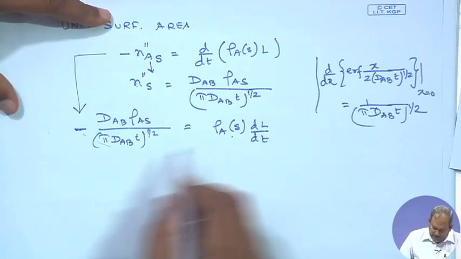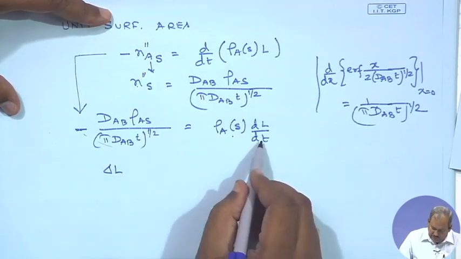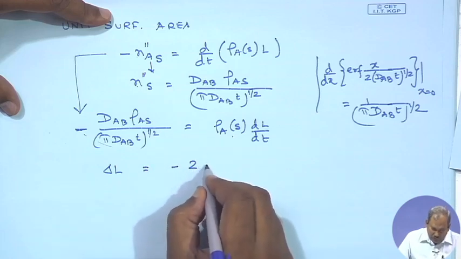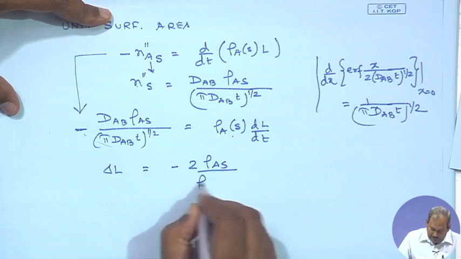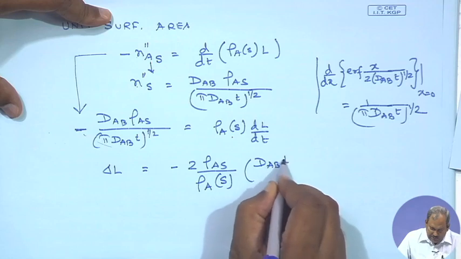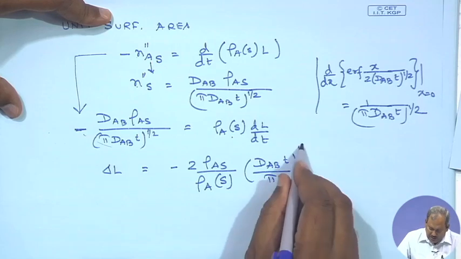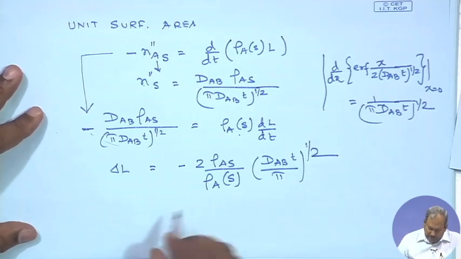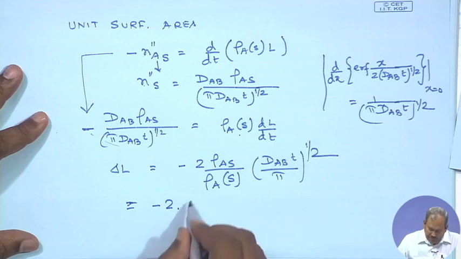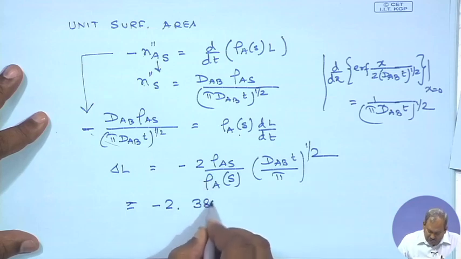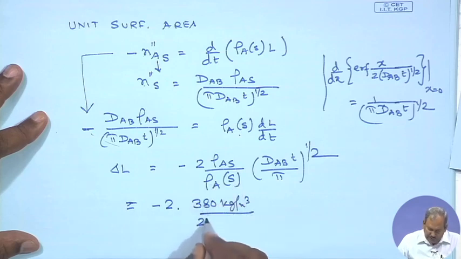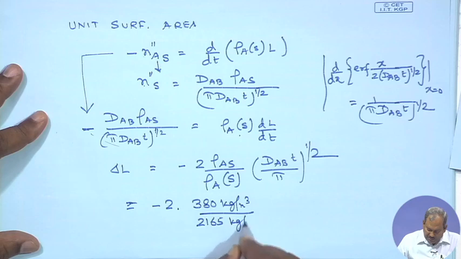Now, you can quickly integrate this. So, you get delta L is equal to minus 2 rho A s by rho A of the solid salt times root of DAB t by pi. When you plug in the values, 2 will remain as it is. Rho A s is 380 kg per meter cube. Rho A of the salt is 2165 kg per meter cube.